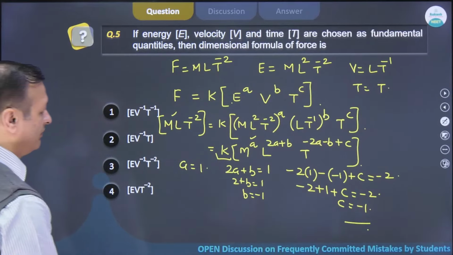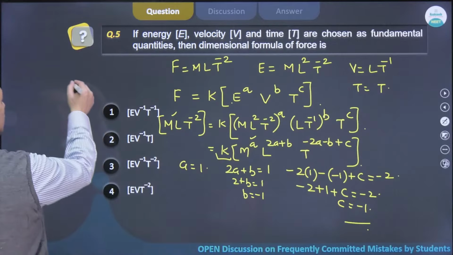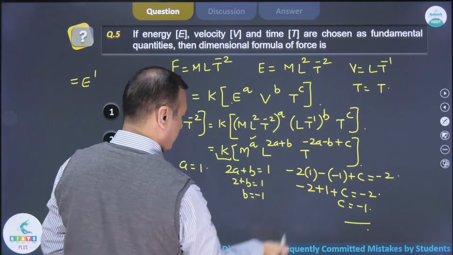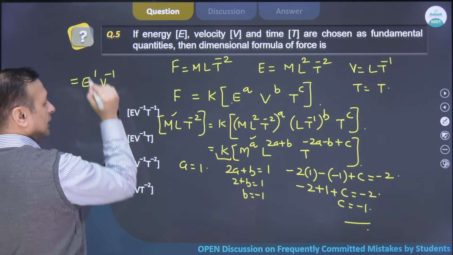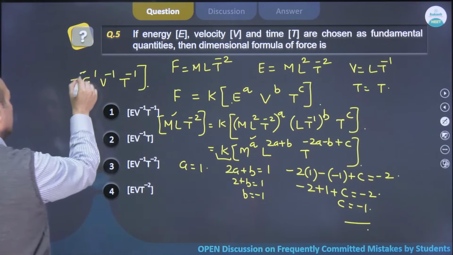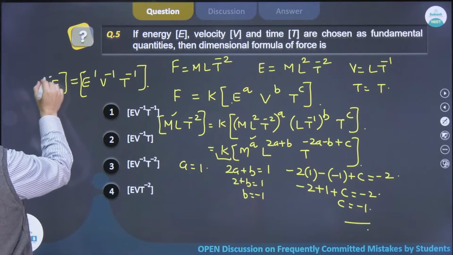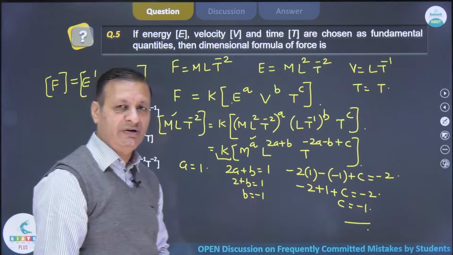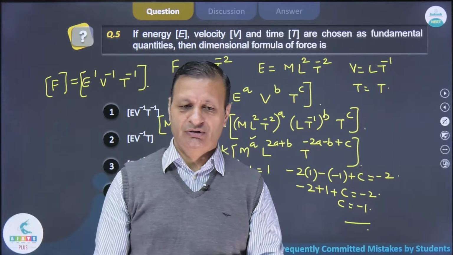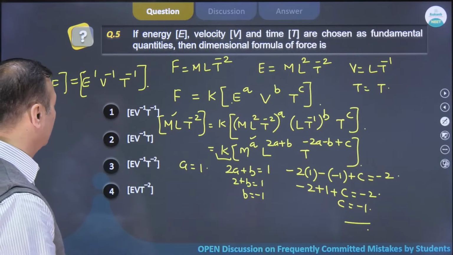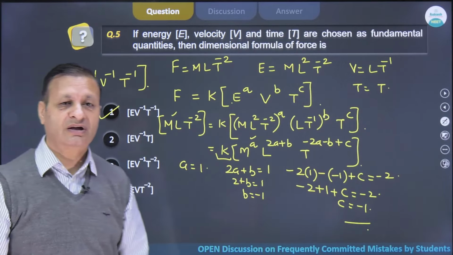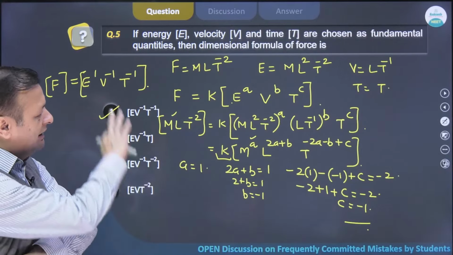So, primarily when you put the values in this format, E power 1, V power B is minus 1, and T power C, and that is also minus 1. So, this is the dimensional formula of the force in the new system of units in which your E, V and T are taken as the fundamental units. So, we got the option as E V minus 1 T minus 1, and primarily the first option is the clear answer for this. Any doubt from this approach?